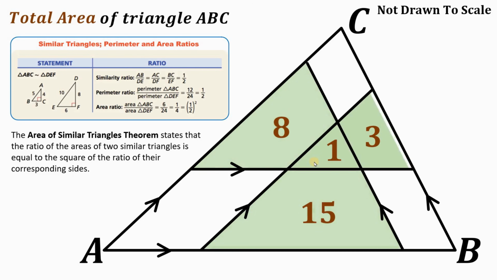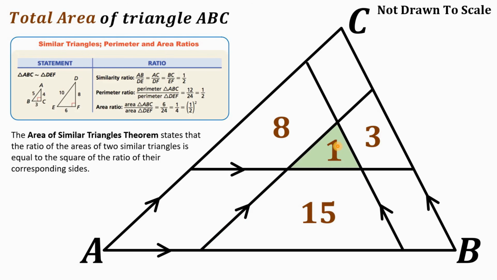For example, this small triangle having an area of 1 square unit is similar to this triangle having an area of 4 square units. This is not hard to prove that these two triangles are similar. Take note, all of these corresponding angles must be the same thing. And also take note, this small triangle is also similar to this triangle having an area of 9 square units. And also, this is similar to this triangle having an area of 16 square units. And of course, this triangle is also similar to the whole triangle, which is a triangle ABC.